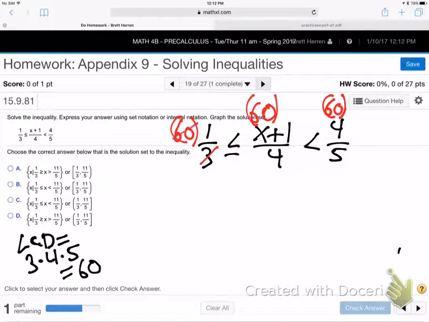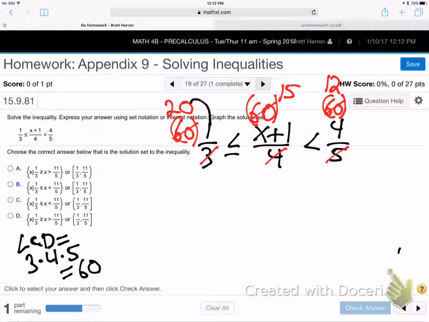3 goes into 60, what's that, 20 times? 4 goes into 60, what, 15 times? 5 goes into 60, 12 times. And then the leftover, 20, 15, and 12, will multiply the leftover 1, x plus 1, and 4. You guys with me? Is that making sense?